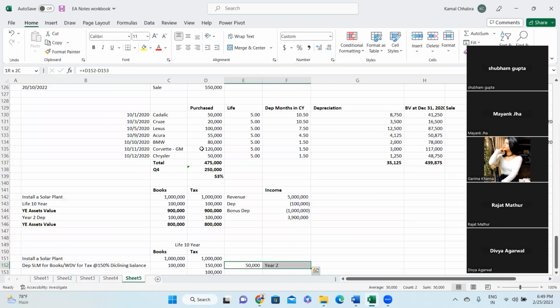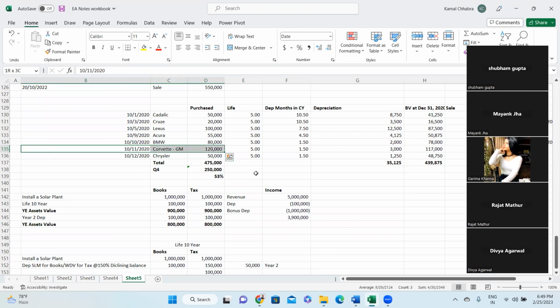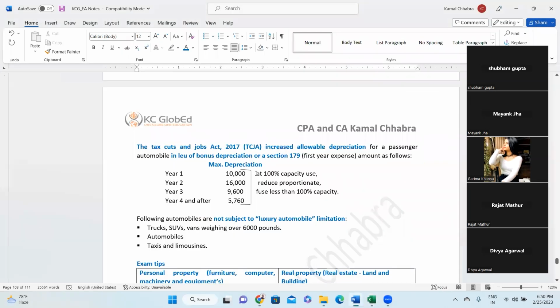The tax benefit is limited to this much amount of depreciation. So for example, if you have purchased this Corvette, $120,000. Let's assume the life is 5 years. If the life is 5 years, then depreciation ideally should be $24,000 a year, divided by 5 years. Ideally, it should be 24,000. But this comes in the luxury brand, so the maximum depreciation you can avail is $10,000. So the remaining $14,000 will not be allowed for tax purposes.